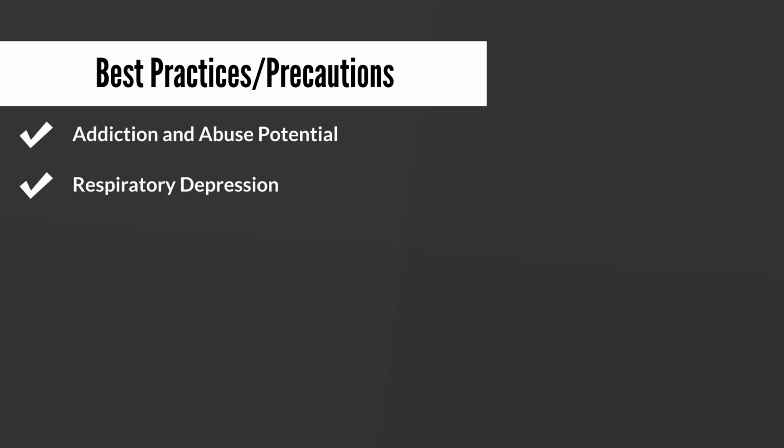Some signs to look out for in respiratory depression include tiredness, shortness of breath, slow and shallow breathing, as well as confusion. If you notice any of these while you take tramadol, definitely seek medical attention.